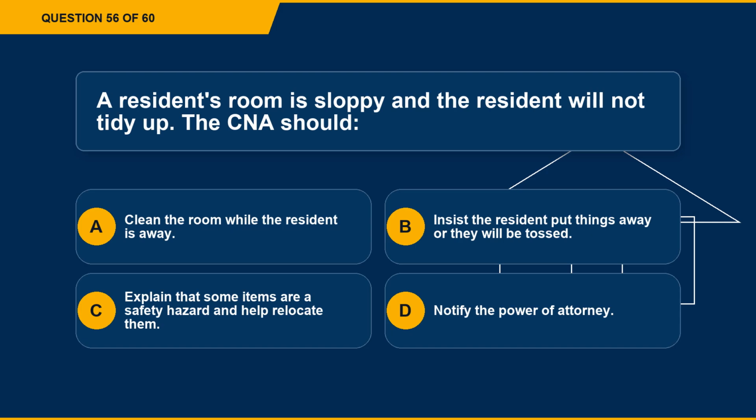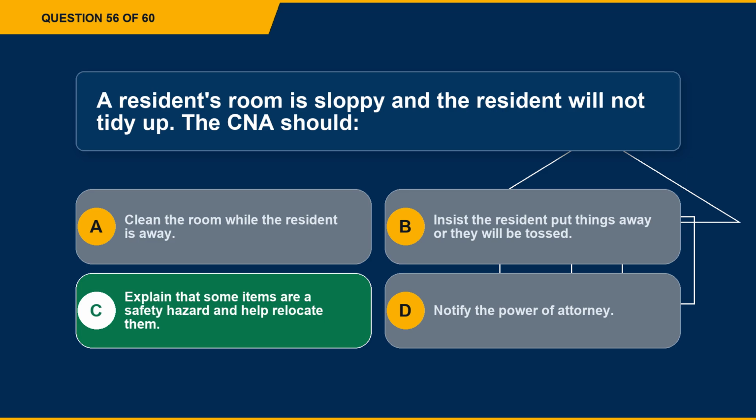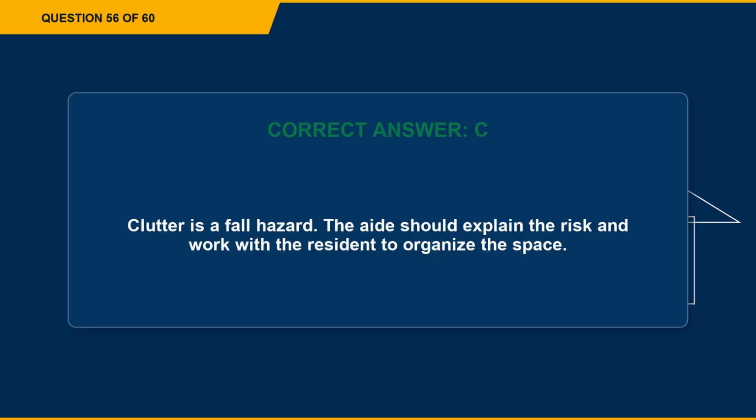Question 56. A resident's room is sloppy and the resident will not tidy up. The CNA should: Option A, clean the room while the resident is away. Option B, insist the resident put things away or they will be tossed. Option C, explain that some items are a safety hazard and help relocate them. Option D, notify the power of attorney. The correct answer is option C, explain that some items are a safety hazard and help relocate them. Explanation. Clutter is a fall hazard. The aide should explain the risk and work with the resident to organize the space.